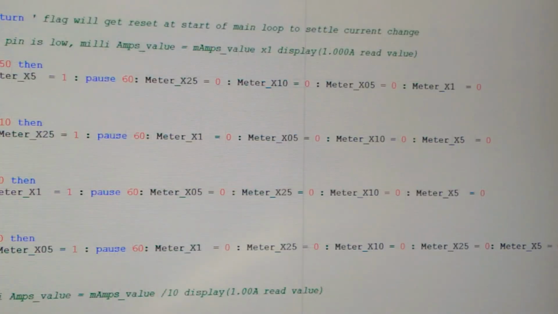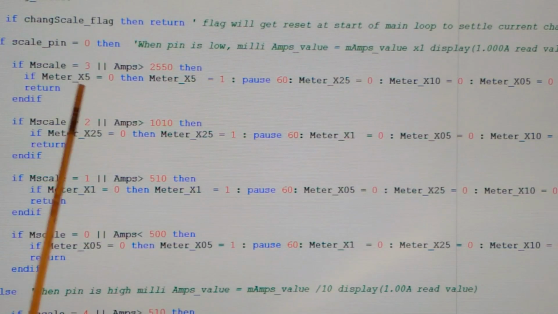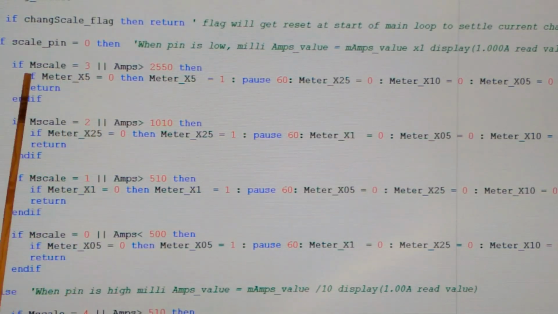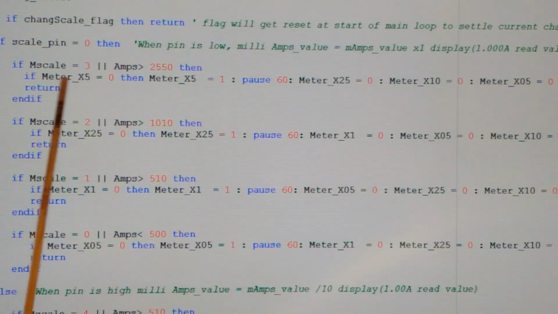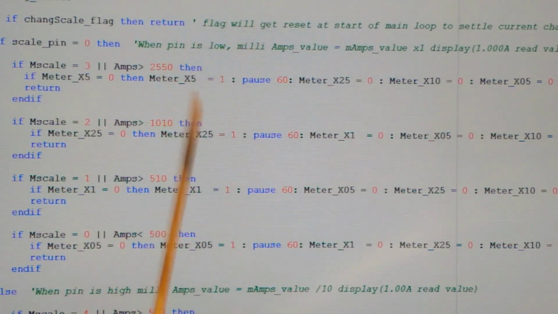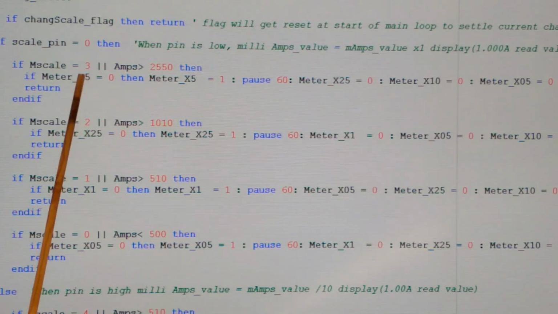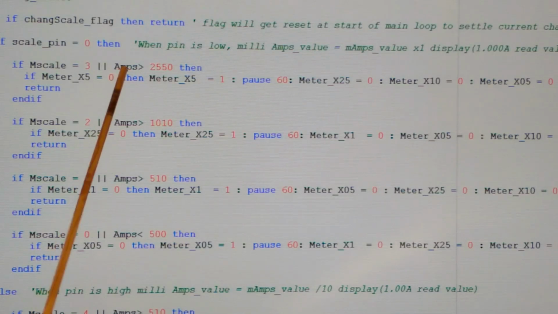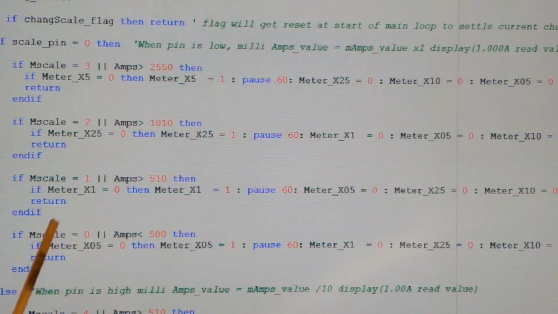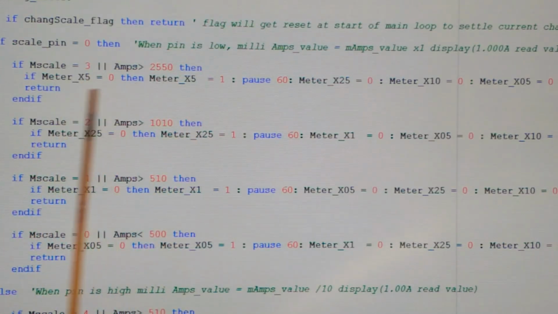Going back to that, depending on what the current is, so if meter scale equals 3, that depends which settings you're in, how many times you press the button. If you press it 3 times, then it counts 3, so it knows which section you're in. And if the current is over, for example, 2.5, then change your scale to the times 5. And it does it here.